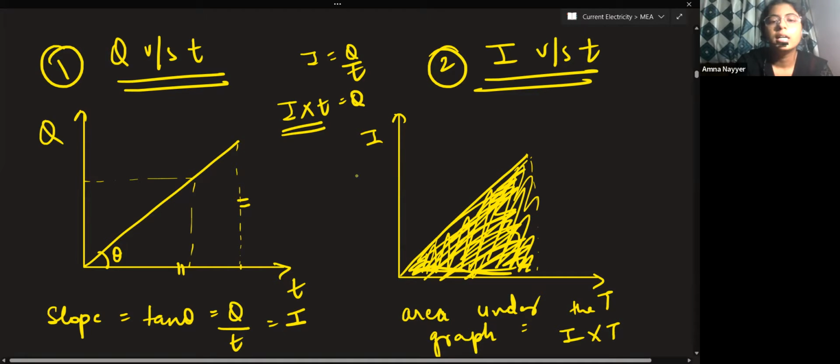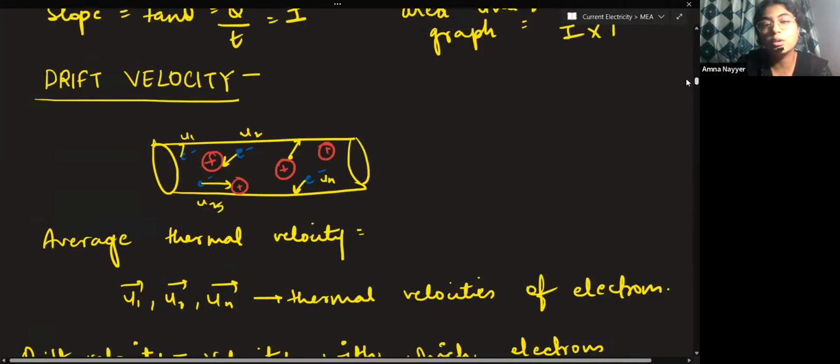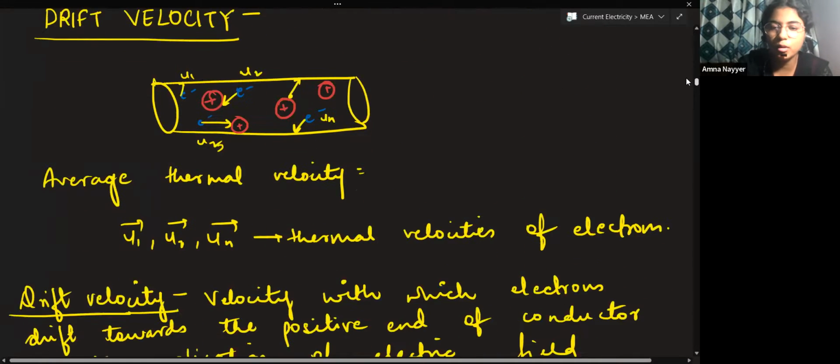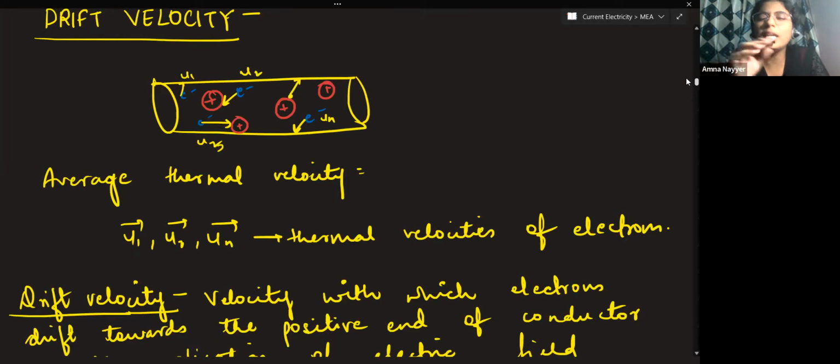All right. Okay, so these are the two graphs that we have discussed. Now, this is a very important topic, drift velocity. And the derivation of drift velocity is lengthy. So usually it doesn't come in exam to derive. It can come, drift velocity.